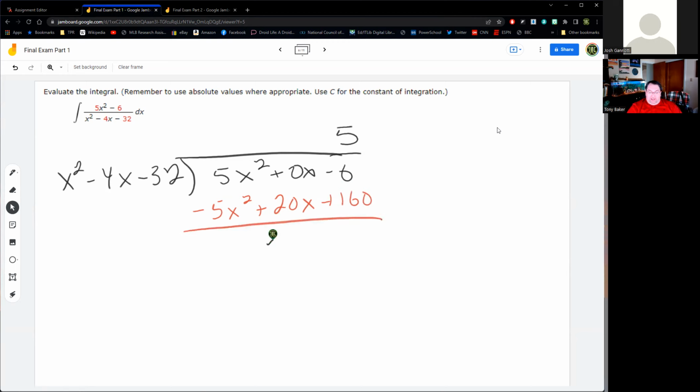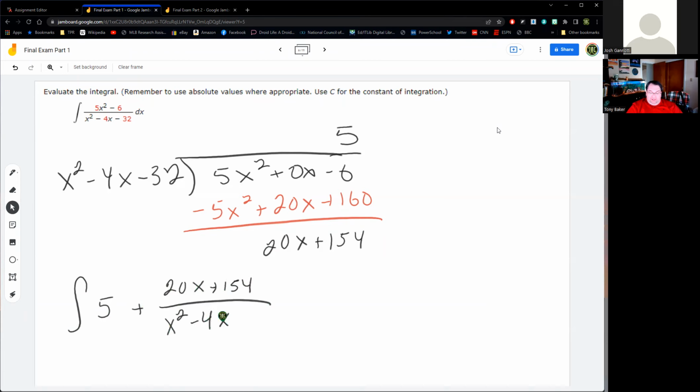So I get 20x plus 154. So my new integral is 5 plus 20x plus 154 over x squared minus 4x minus 32. Actually, I'm going to do one other step first. Remember, we want multiplication in the bottom, so let's factor out that bottom part.